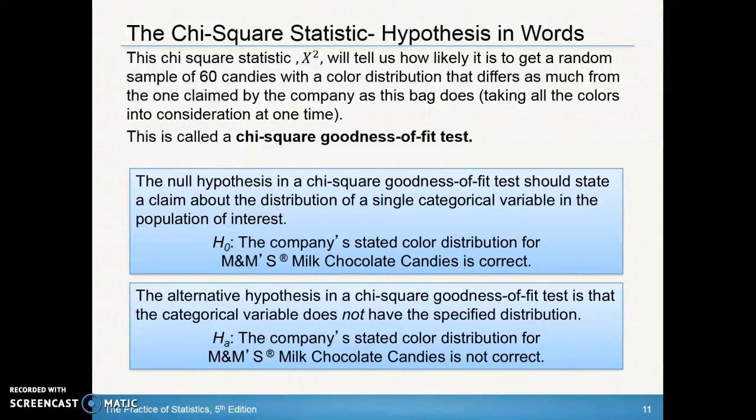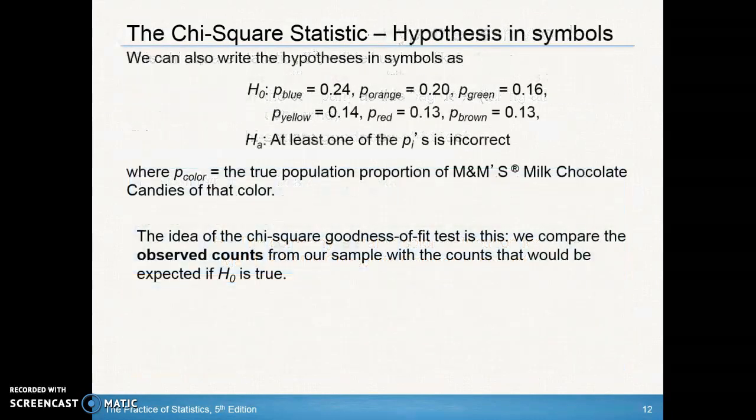And remember, when we're doing this, it might not be that all of the colors are off. Even if one color is different than what it should be, then the distributions are different. But we're not testing each one individually, we're testing them overall.